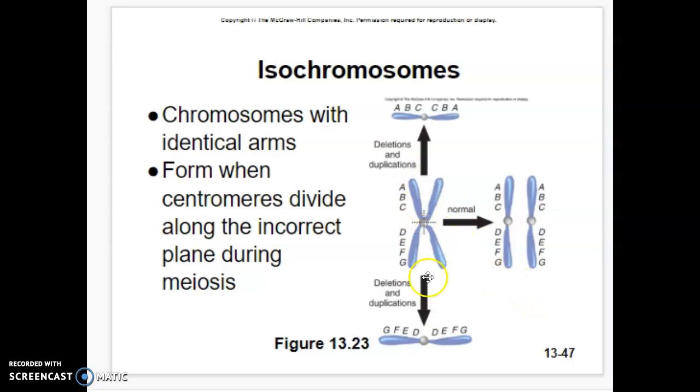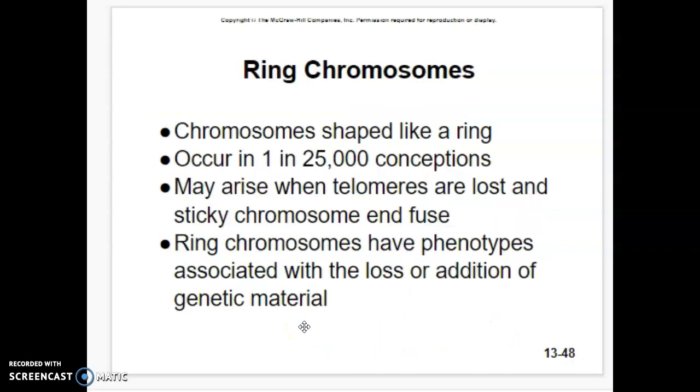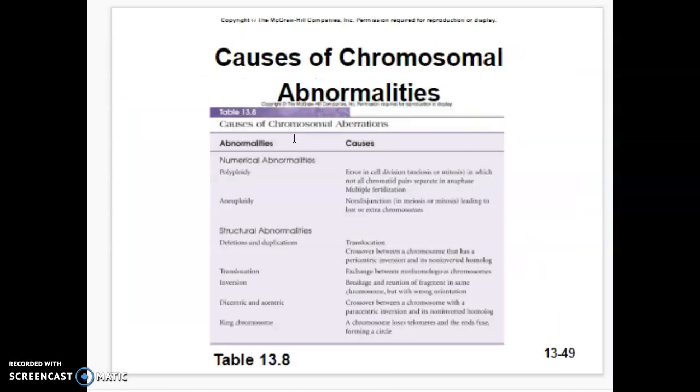Instead of going north and south in cutting, it goes east and west. So you end up with this weird chromosome that has the same genes on both sides. Sometimes there's ring chromosomes. The ends, basically the telomeres, are lost and create a sticky end, so they'll combine and form a ring. And basically that's all I wanted to cover about chromosomes.